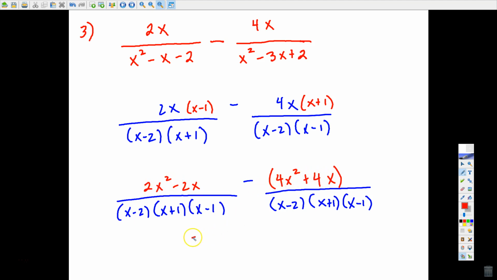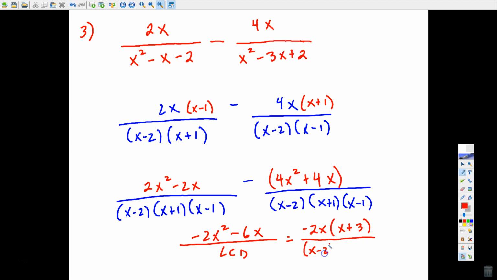So 2x squared minus 4x squared, that's negative 2x squared. And negative 2x minus 4x is negative 6x, all over the, I'm just going to say the LCD, because I'm going to go ahead and factor this. Remember, if you can factor the numerator, you need to. It's safer, even though in this case I can't cancel anything between the numerator and the denominator. If you don't factor, you will miss out on those opportunities when they arise. So this ends up being my final answer, negative 2x times the quantity x plus 3 over the LCD.